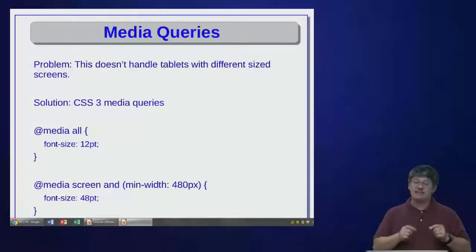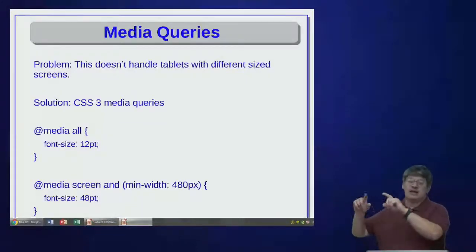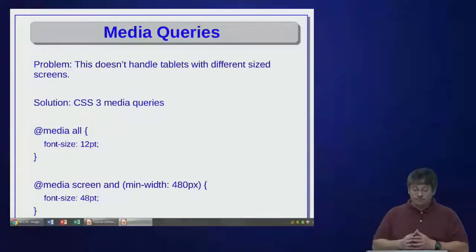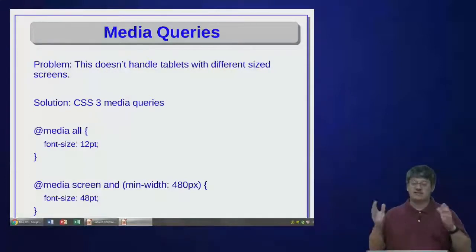Well, I say @media screen, and then I say and in parentheses I can put a property. In this case, I'm going to say the minimum width is 480 pixels. If my screen is at least 480 pixels wide, make the font bigger. Make it a 48-point font. If it's not 480 pixels wide, it won't do this. It'll keep the default font of 12 points. So this is really cool. It's great because mobile is really important now, and this is really the big win for CSS3.